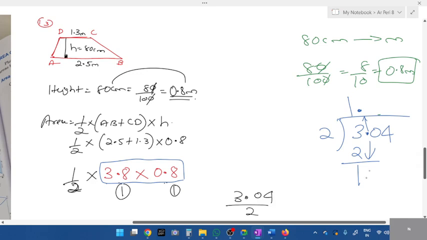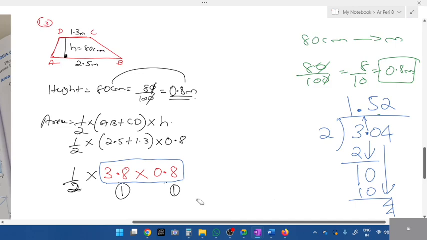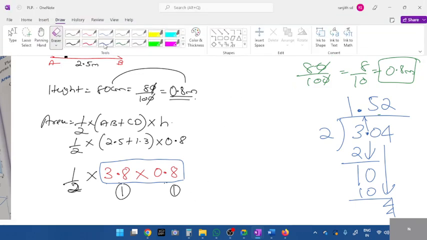Okay, bring this 0 down. How many times does it go? 2 goes how many times in 10? 2 5s are 10. There's no remainder. Bring this 4. 2 2s are 4. What's the answer, students? All of you got 1.52? 1.52, right? Yes, meter square. This is how you have to solve, Amilda. Understood? You have to be quick.